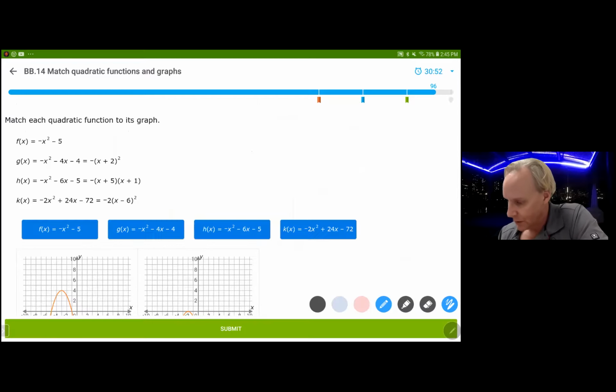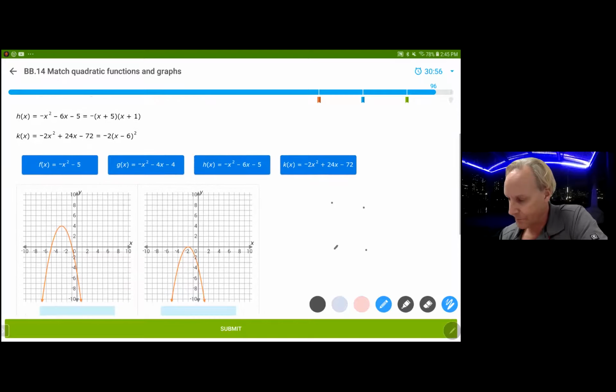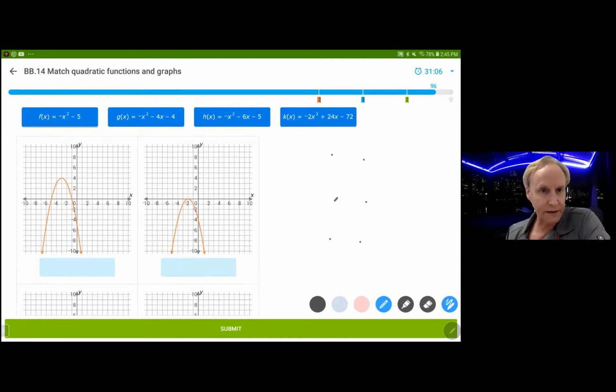All right. All of them are negative, so they're all going to go downhill, aren't they? But notice that one of them is on the y-axis. My vertex is on the y-axis. That is neither the case for either one of these. So for f of x, the vertex has to be on the y-axis.